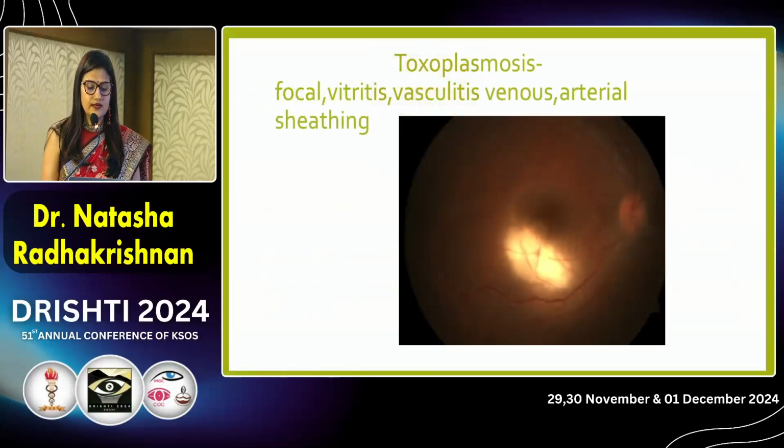Now, toxoplasmosis. We know that the typical pattern is that there will be vitritis, so it is a foggy appearance, it is focal, there will be vasculitis, venous vasculitis, and arterial sheathing, the Kyrieleis arteriolitis, which is just arterial sheathing, and you will get venous vasculitis. Typically, you can get venous vasculitis away from the lesion. In other conditions, like CMV or ARN, the vasculitis is in the area of the patch, but in toxo, you can get vasculitis away from the patch.